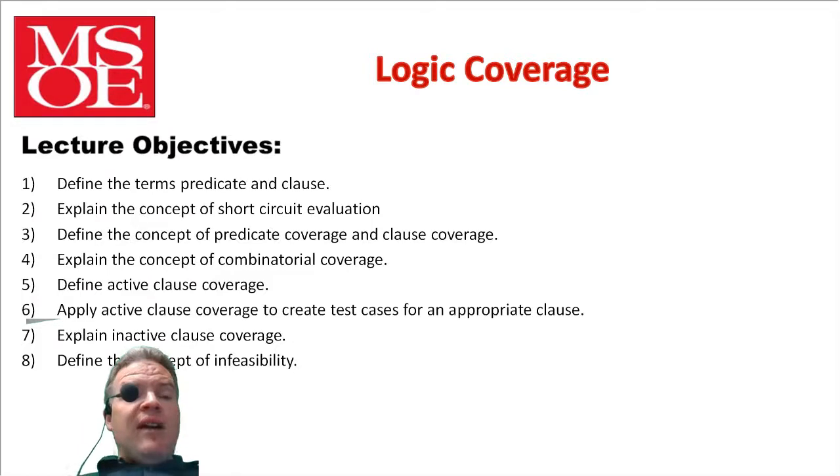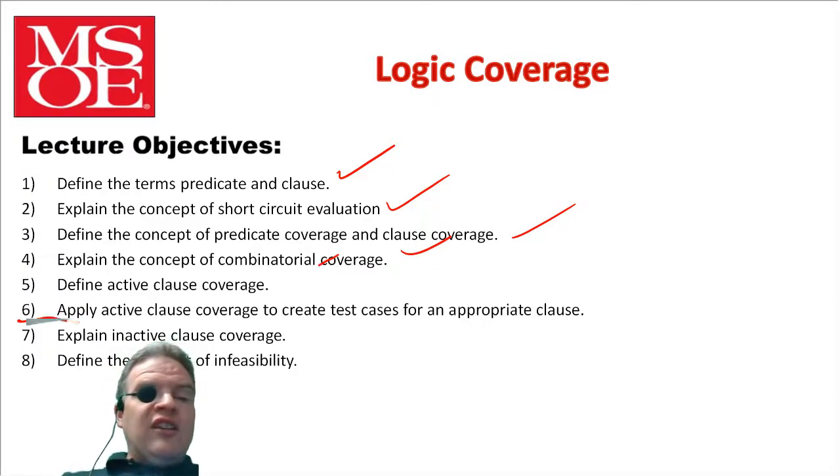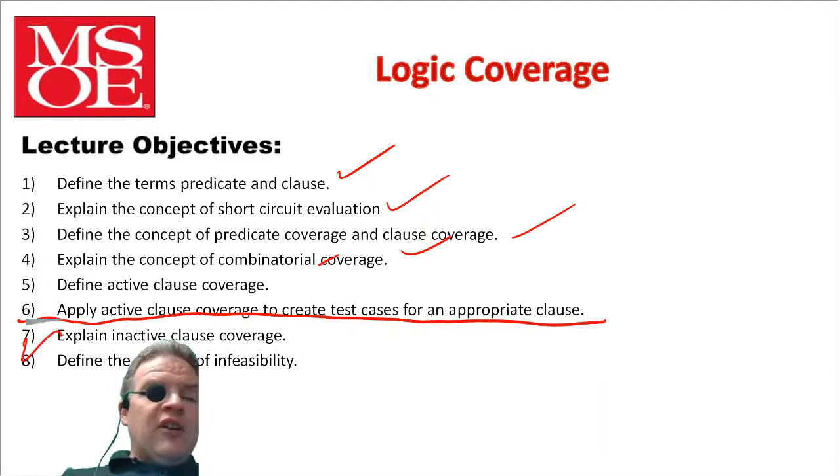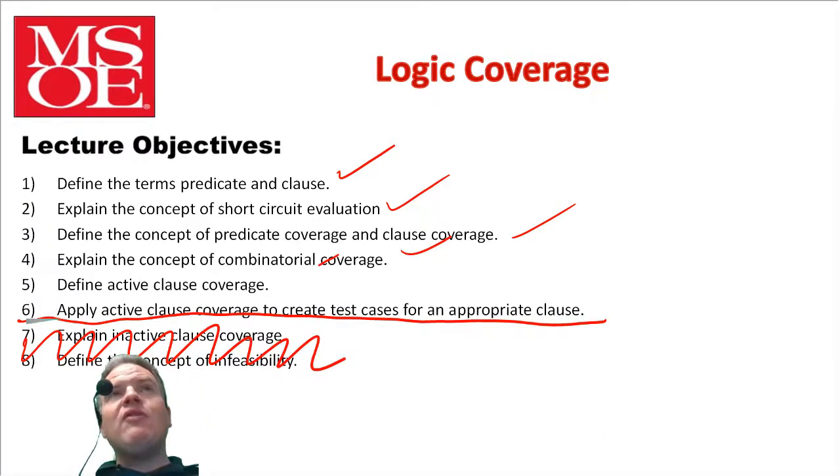So at this point in time, you've seen the definitions for predicate and clause, short-circuit evaluation, predicate clause coverage, combinatorial coverage, active clause coverage, and you've seen these examples. These other 2 outcomes have not been covered, and that brings this video to a conclusion.